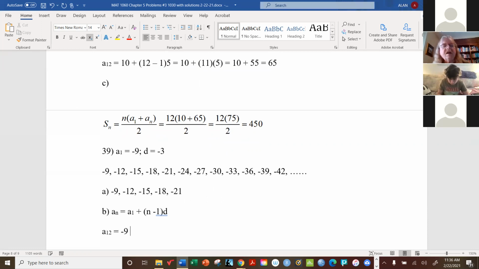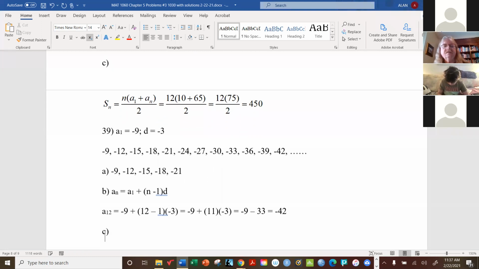So the first term is negative 9, plus we have 12 minus 1, and the common difference is negative 3. Negative 9 plus 11 times negative 3, minus 42. That's exactly correct.